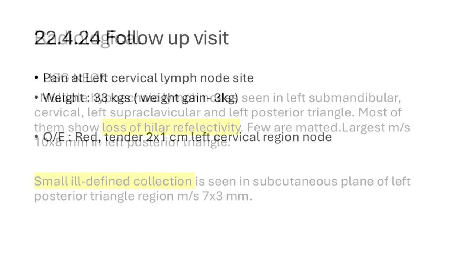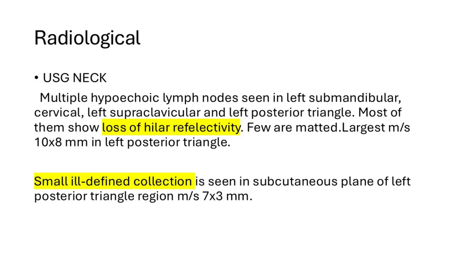A USG neck was ordered, which showed multiple hypoechoic lymph nodes in the left submandibular, cervical, left supraclavicular, and left posterior triangle area. Most of them showed loss of hilar reflectivity, that is, they were necrotic. But I would like to draw your attention towards a small ill-defined collection seen in the subcutaneous plane of the left posterior triangle area, which was probably the cold abscess the child had developed.